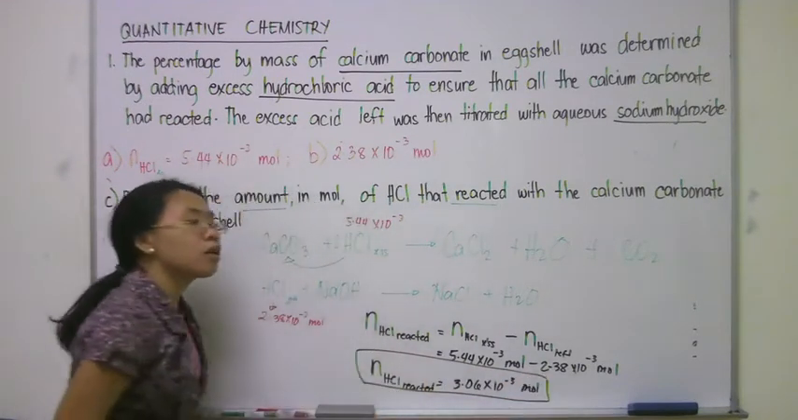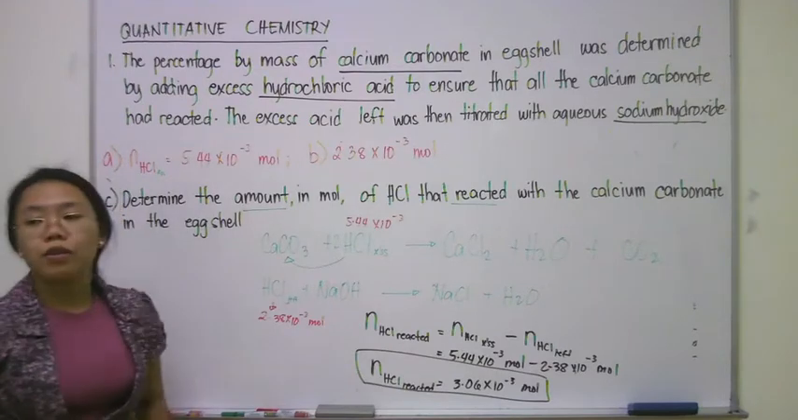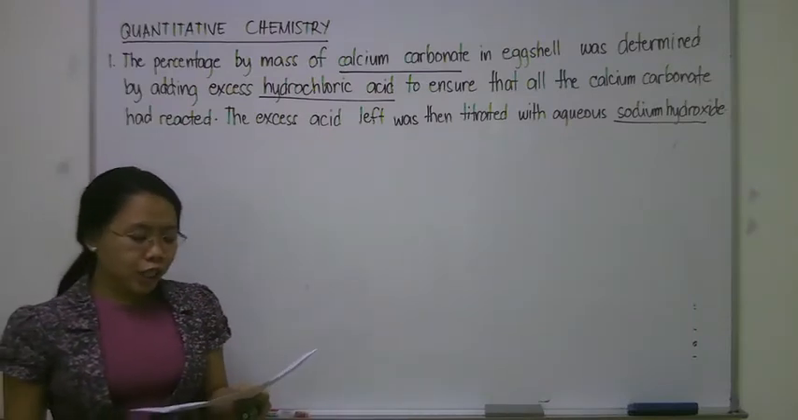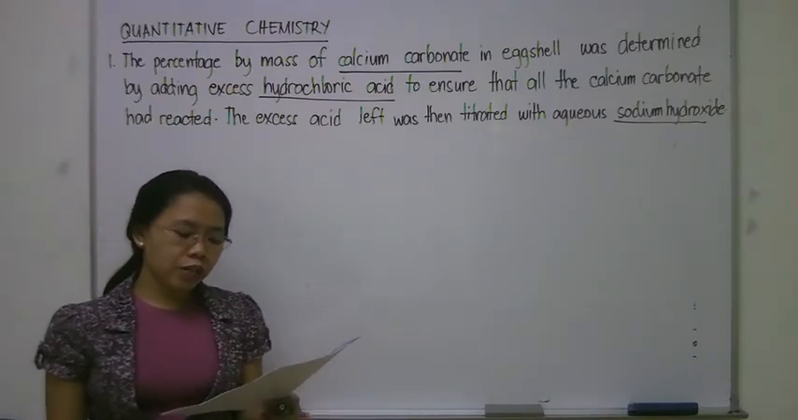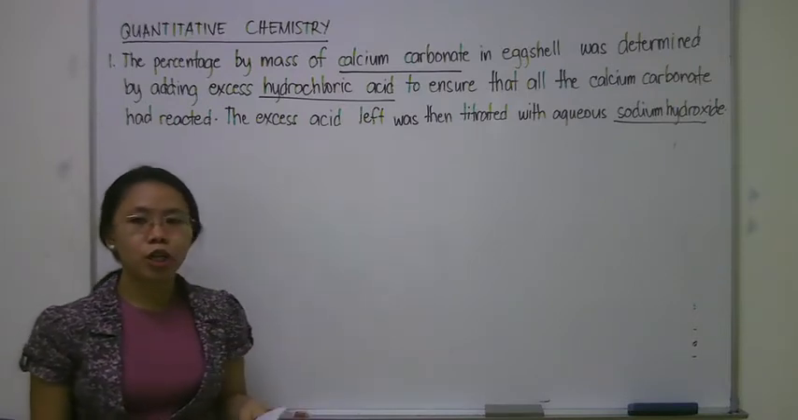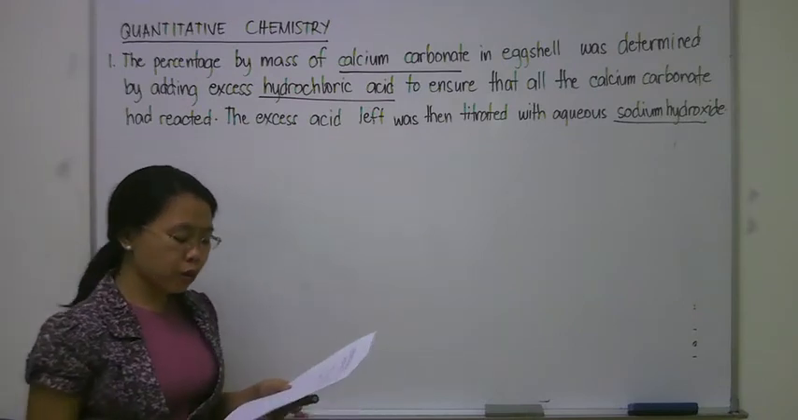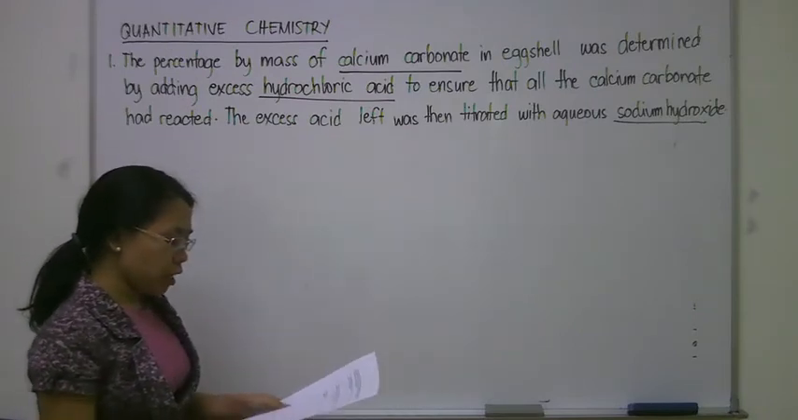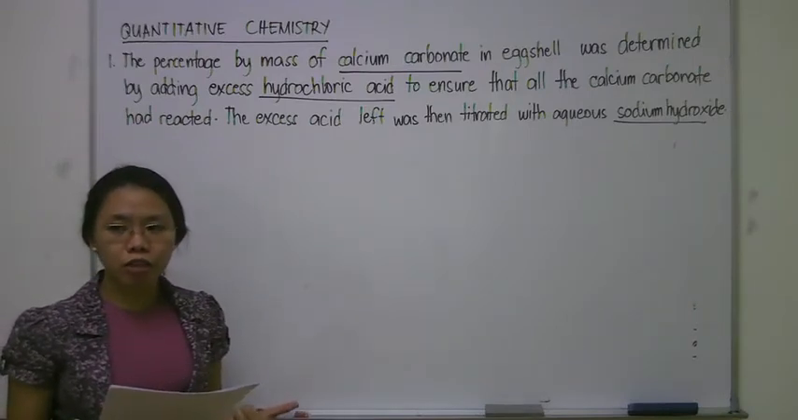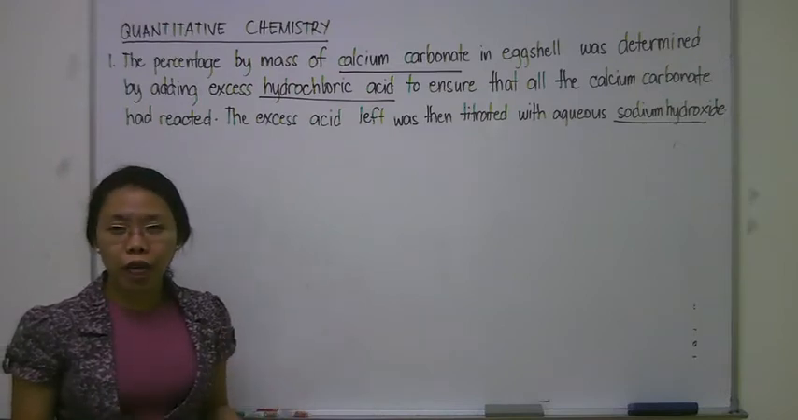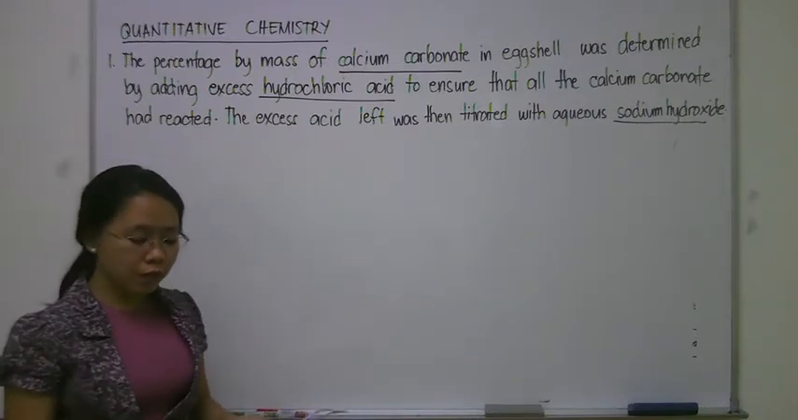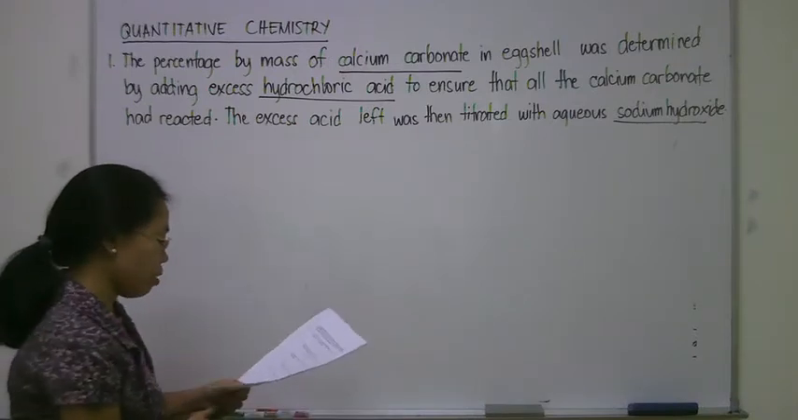So you will have 1 mark for the correct significant figure and correct values. Okay, for letter D, you have to state the equation for the reaction of HCl with calcium carbonate in the eggshell. Now this is for 2 marks. Earlier we were able to write the equation, but to get 2 marks, you need to balance the equation. You need to write the correct chemical symbols, and you have to give the state symbol of each substance.